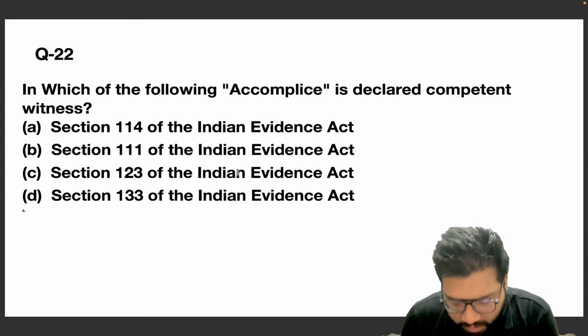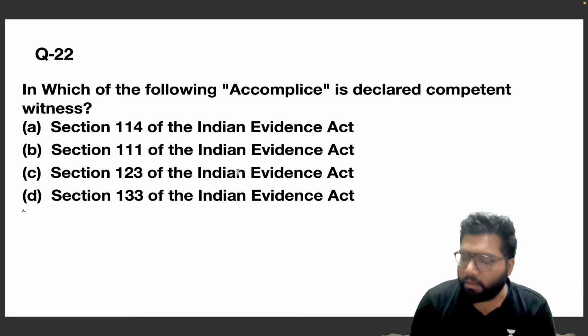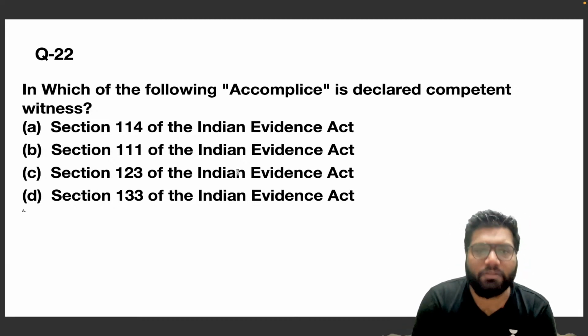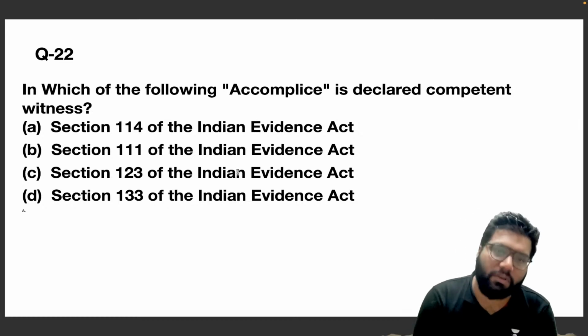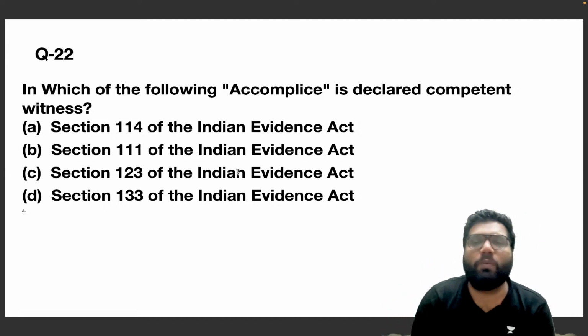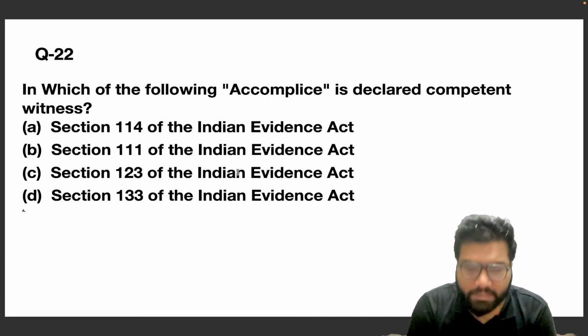Okay, except Zara, everyone has answered D. That is 133. Okay. So, Zara, please listen carefully. If you are answering section 114, first of all, section 114 is just a presumption. And the reason you got confused is because of the illustration, the relationship of the illustration of section 114 with section 133. Okay, so the correct answer here is 133 because section 133 declared accomplice as a competent witness. Okay, so D is the correct answer.